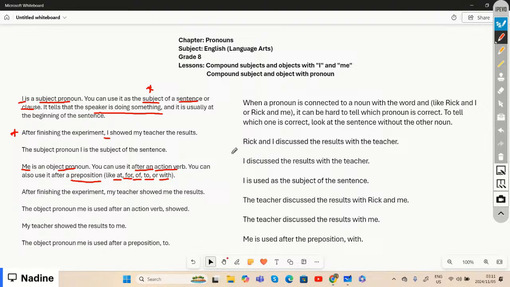All right. And if we look at an example of this object pronoun me, it says, after finishing the experiment, my teacher showed me the results. And me, which is our object pronoun, is after our action verb, which is showed. So it says, after finishing the experiment, my teacher showed me the results. And the word me, which is the object pronoun, comes after the action verb, which is showed.